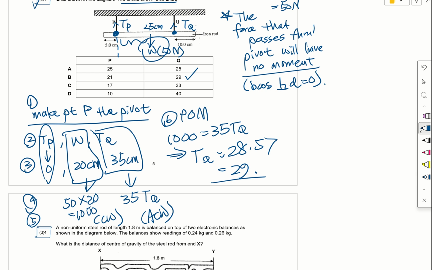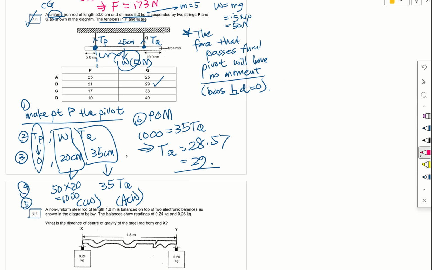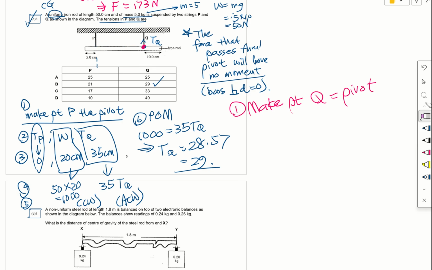Okay, right. So what if somebody wants to make point Q the pivot? Okay, so we make point Q the pivot, but let me just erase everything here. Okay, so we still have TP, and we still have W right smack in the middle, which is actually 50 Newton. So what if I make point Q the pivot? Okay, so that's step 1, always find the pivot because that's the reference point. So step 2, how many forces are there? We have TP, we have W, and we have TQ.